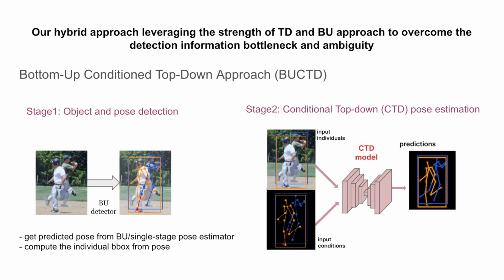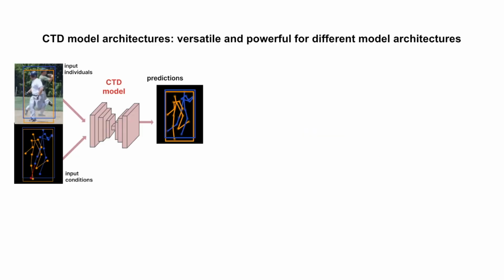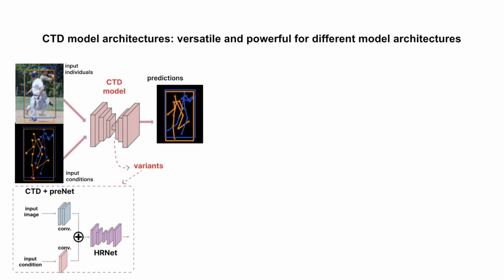Furthermore, we adapted top-down methods into conditional top-down methods, which do not simply take an image crop as input, but also an input pose to condition the pose prediction on. In the second stage, we feed the individuals and the predicted poses, which serve as conditions, to the pose estimator to get the final pose. Thus, BUCT addresses the inherent information bottleneck between a detector and top-down model. The second stage, the CTD model, can be implemented in different ways and is thus flexible.